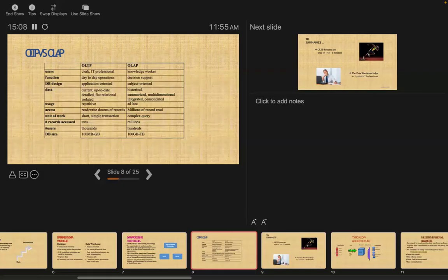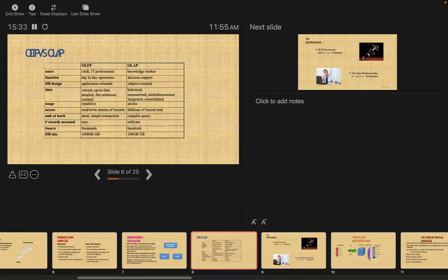Access. It's like read, write, dozens of records. But in the case of OLAP, as we are performing decisions, we have to consider more data, so millions of records read. Unit of work: OLTP, short, simple transaction. But in the case of OLAP, obviously, it's a bit more complex query.